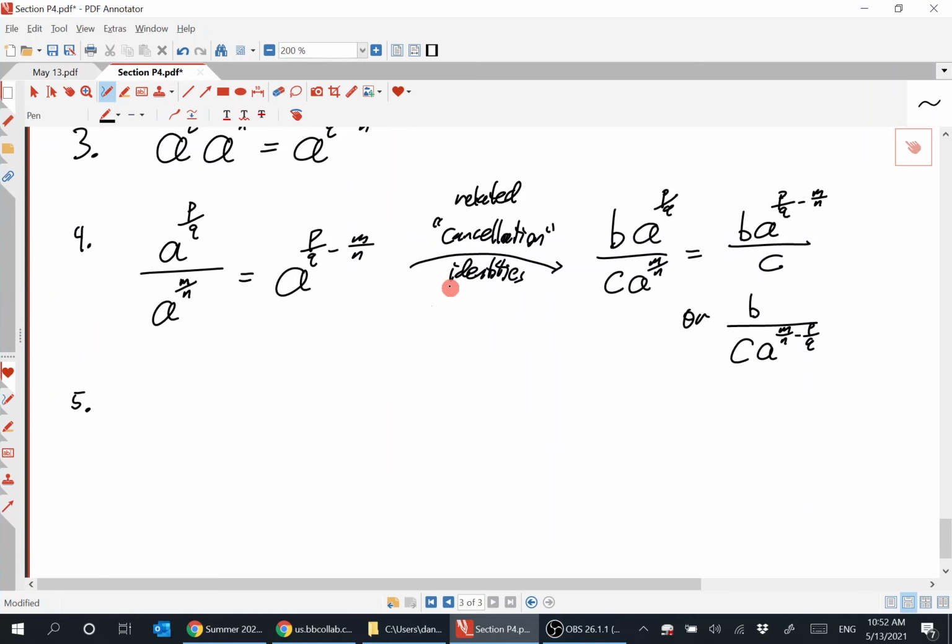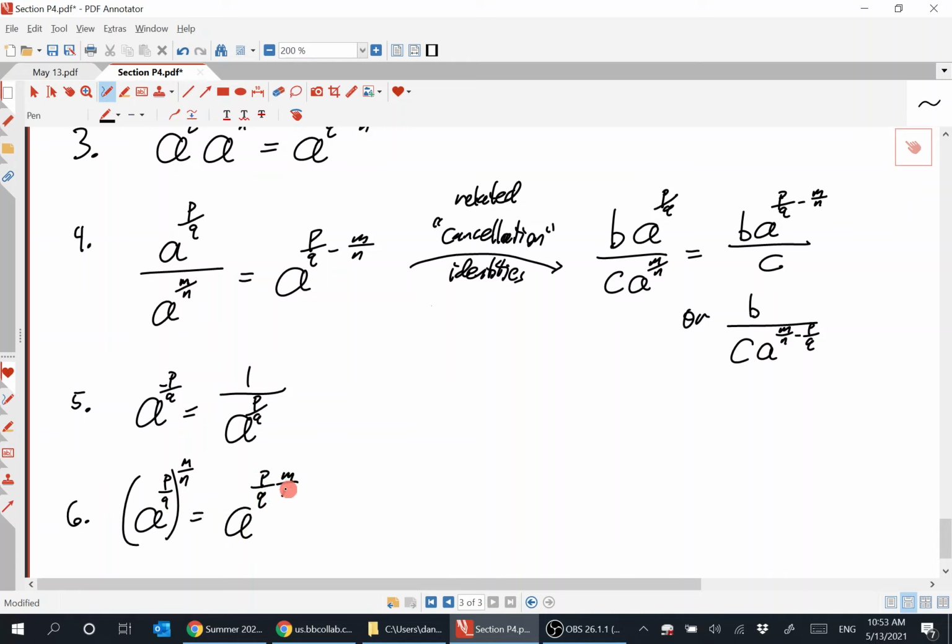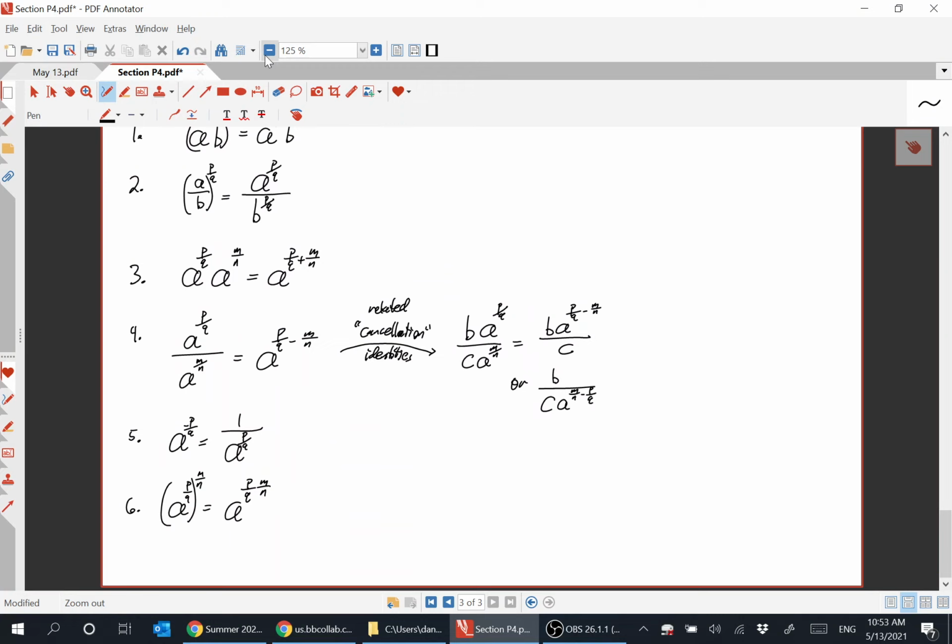And then there was this one as well. a to the minus p over q is equal to 1 over a to the positive p over q. We already talked about that. And then this one as well, a to the p over q to the m over n. So when you have nested exponentials like that, then you just multiply. So each one of these identities, we talked about them with integer exponents, but they still work with rational exponents.